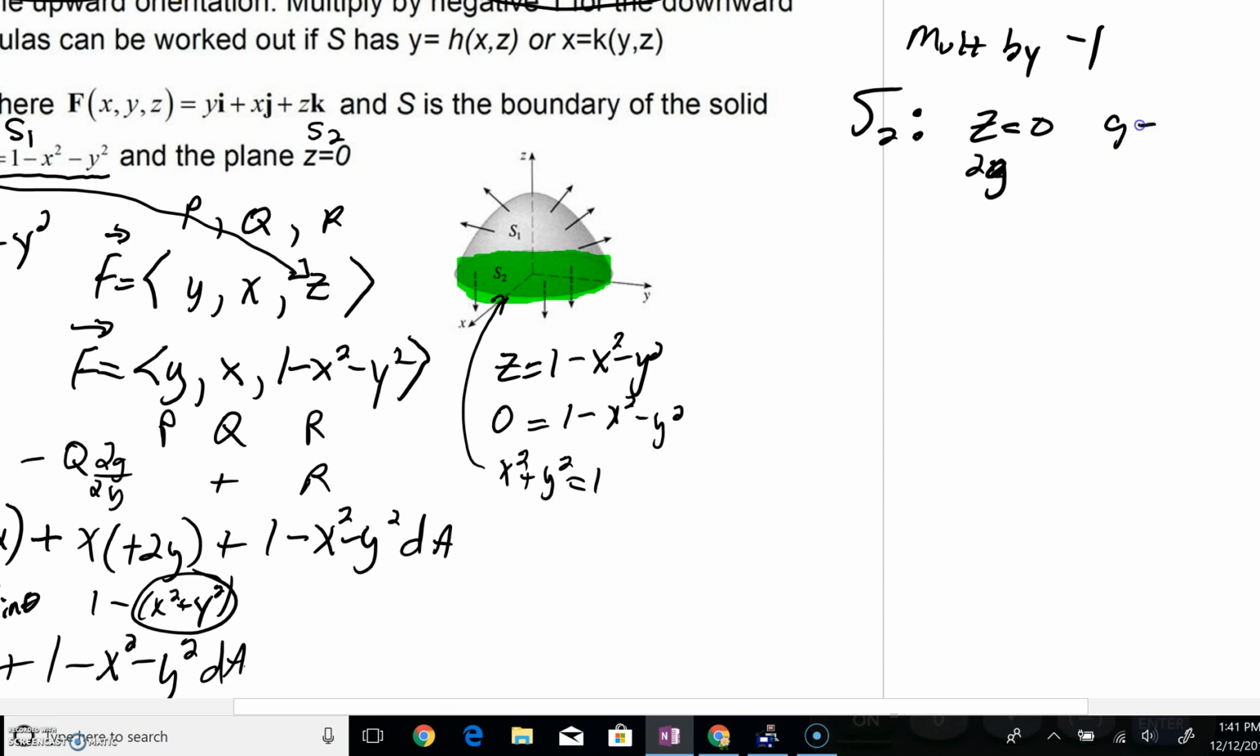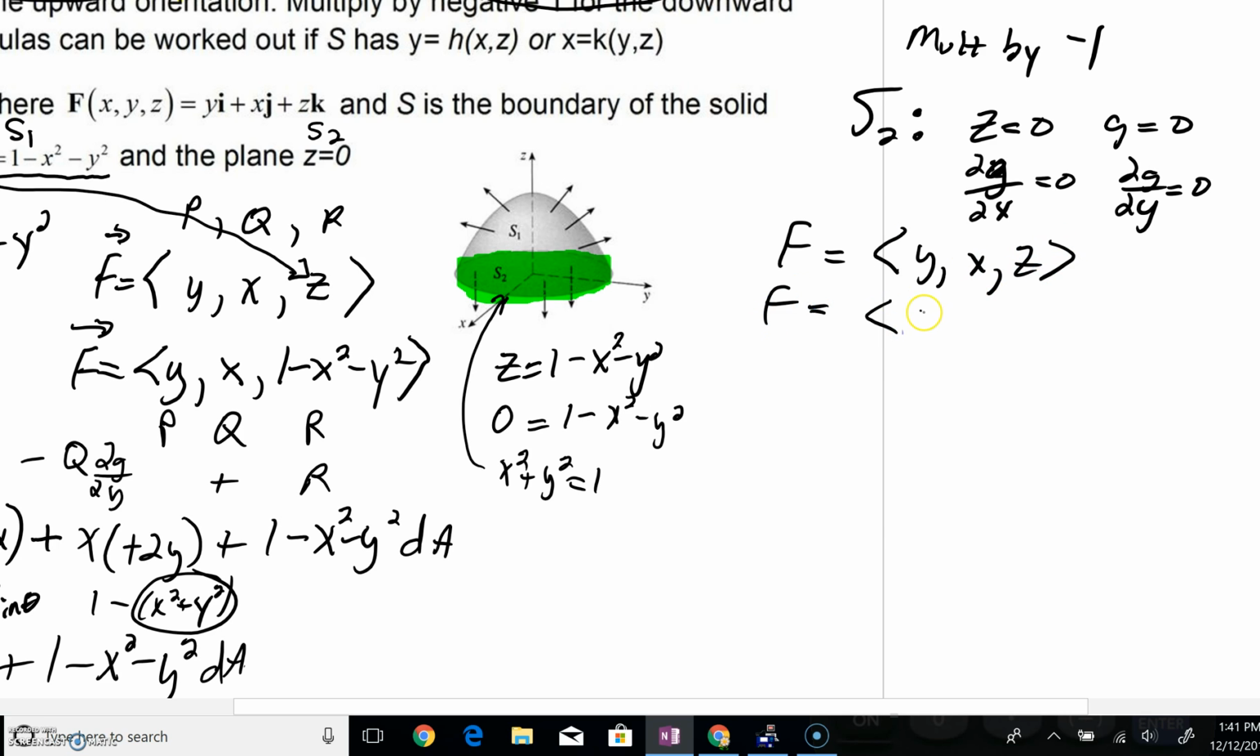If g is equal to 0, the partial derivative with respect to x, the partial derivative with respect to y, that's going to be 0 also. Wow. Well, I'll tell you what. F, your function is y, x, and z, but now your z is 0. And here's your P, here's your Q, here's your R.